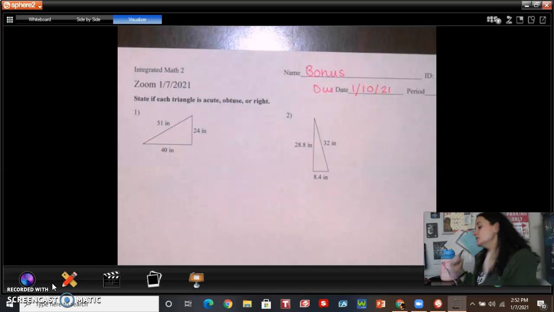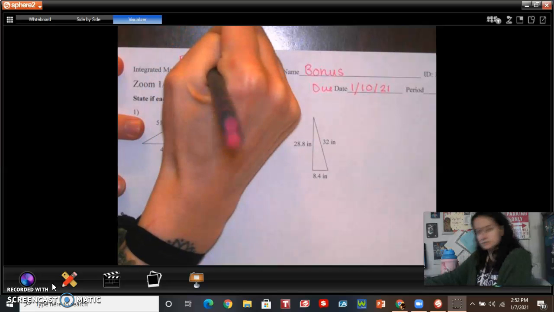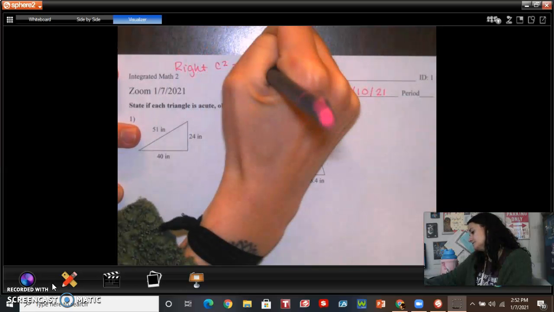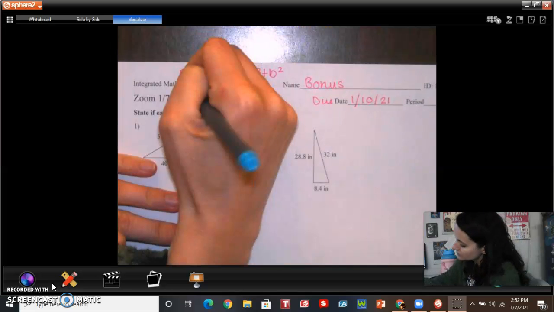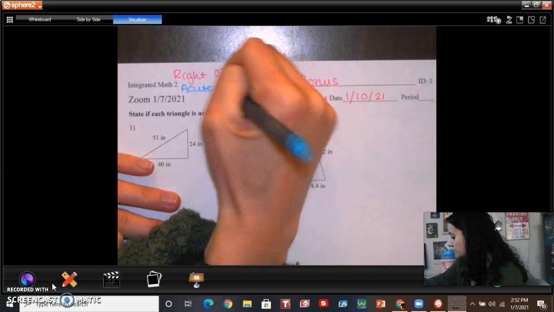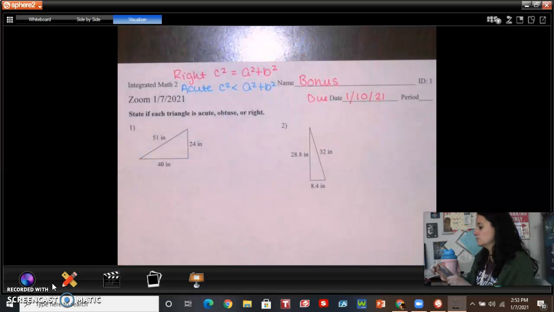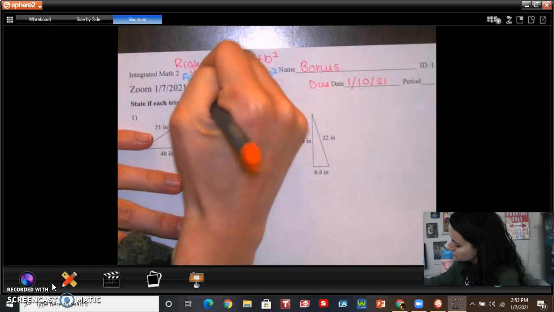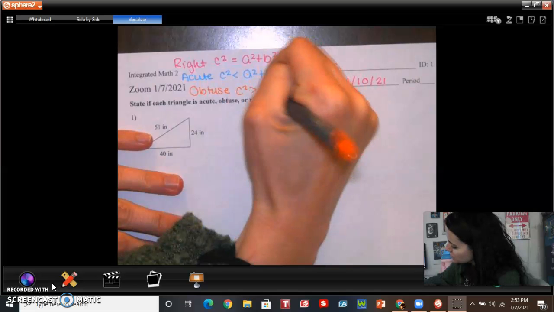We already know that if it is a right triangle, it's going to follow c squared equals a squared plus b squared. But what if it was an acute triangle? Well, if it's acute, it's going to follow c squared is less than a squared plus b squared. What if it's obtuse? Then c squared is going to be greater than a squared plus b squared.